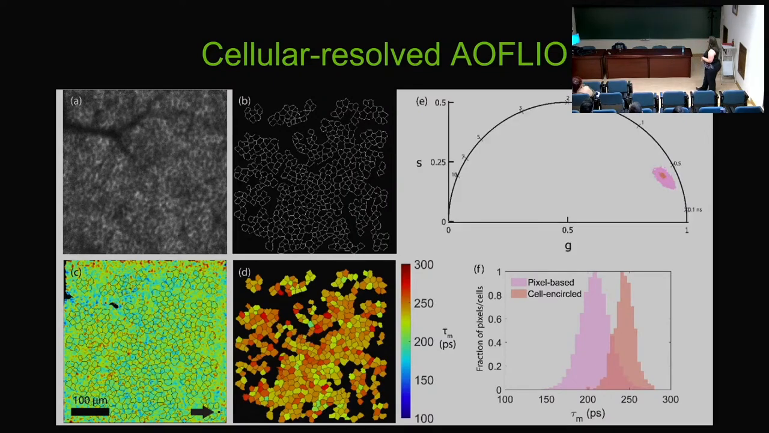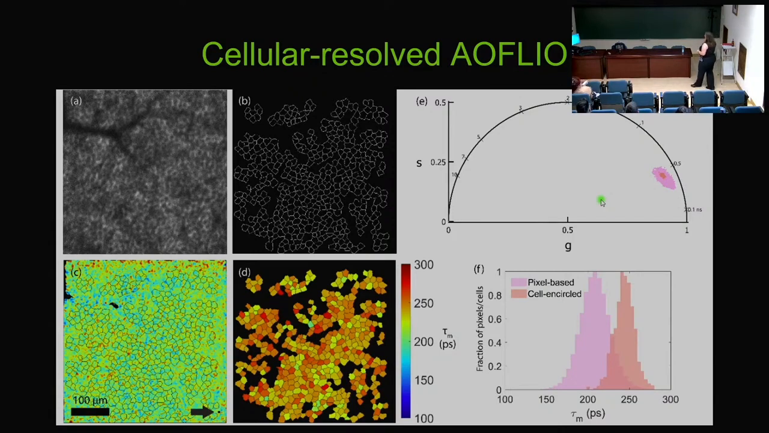The other interesting thing is in phasor space, it's a little hard to see with the colors here, but the cluster is very tiny. It's just that little tiny spot there. And so by doing this analysis, we're actually able to really tighten and narrow down what our fluorescence lifetime values are for that distribution of cells.